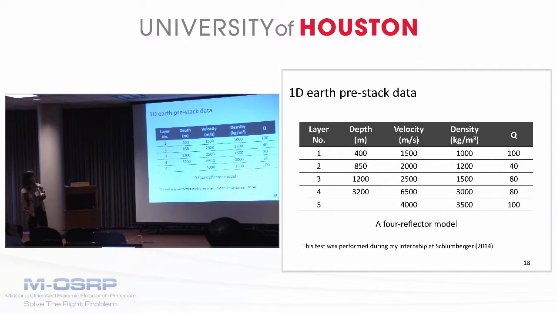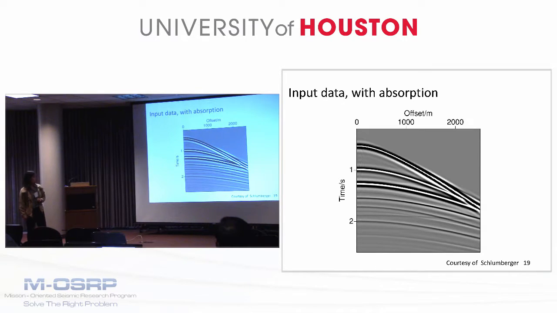We use a 1D Earth model to generate the prestack data. Here we have 4 reflectors and 5 layers. Each layer comes with Q absorption. But again, this ISS attenuation algorithm does not take any information from this model except the data itself. This test was performed during my internship at Schlumberger with Claremont. Okay, so with this model, we can generate your input data as shown in this slide. You have 4 primary events as indicated by these red arrows. And all the other events are actually the internal multiples indicated by these blue arrows.